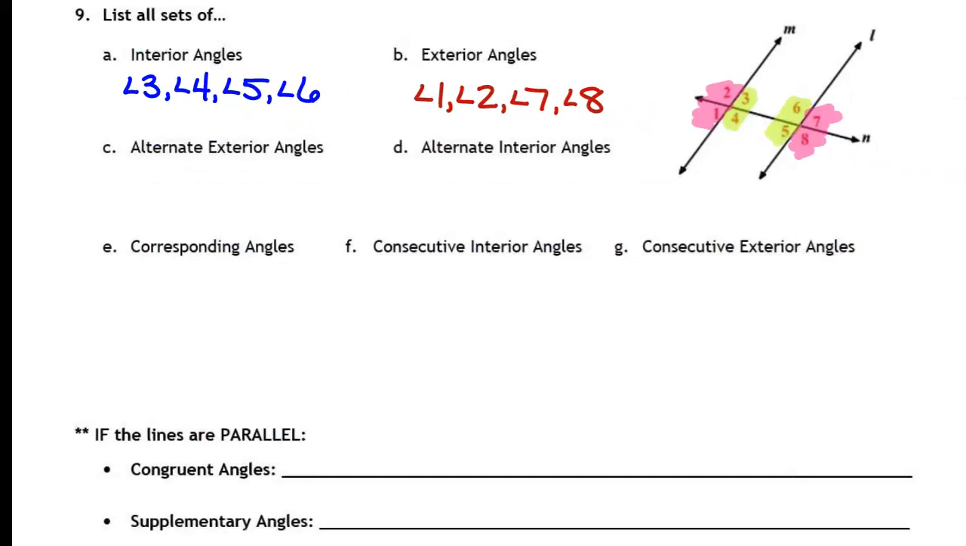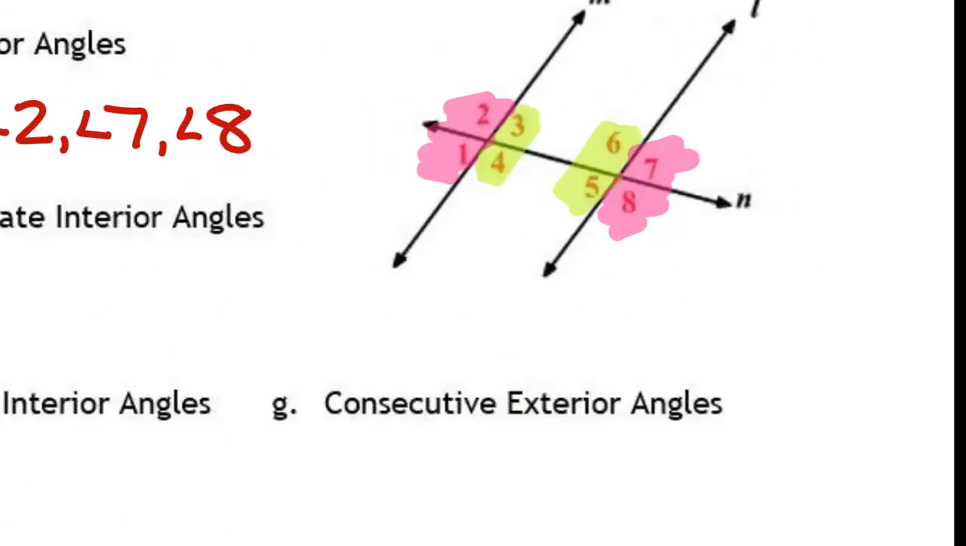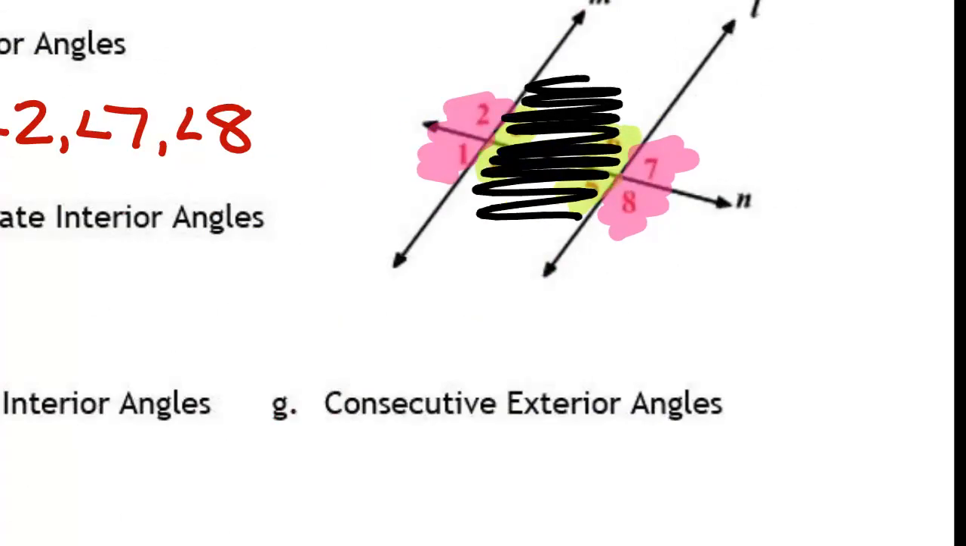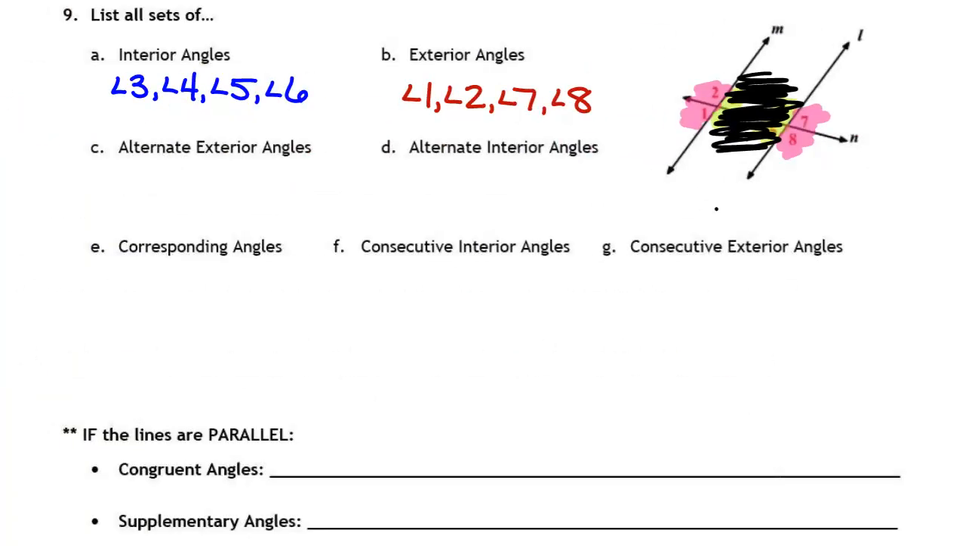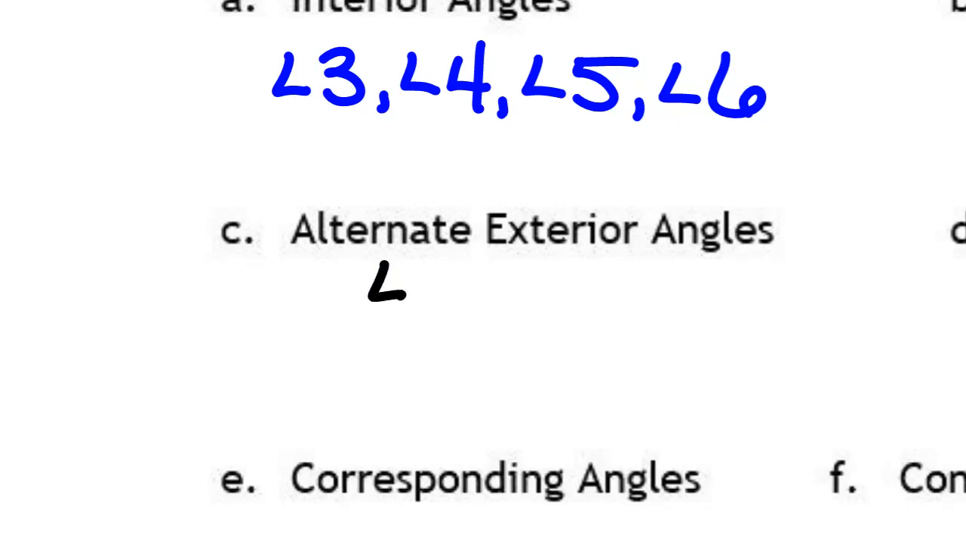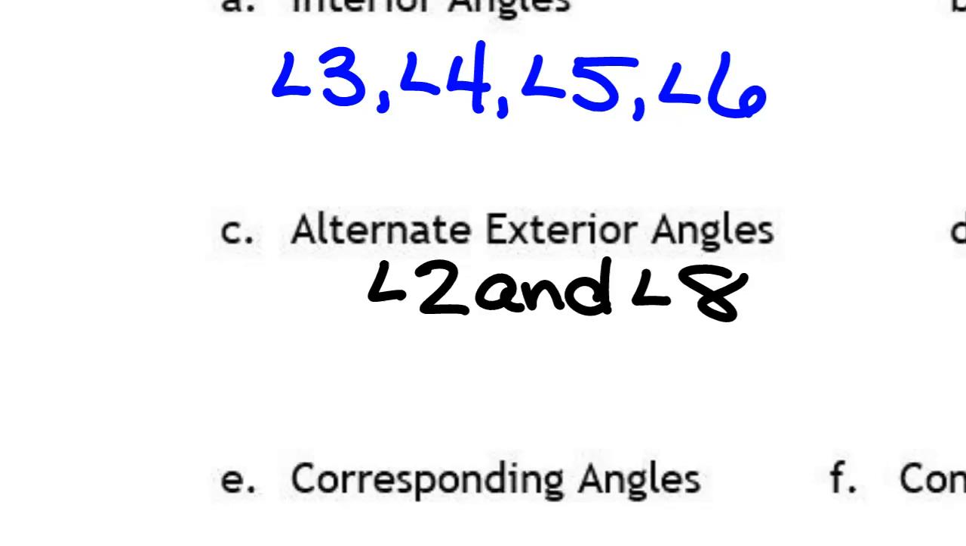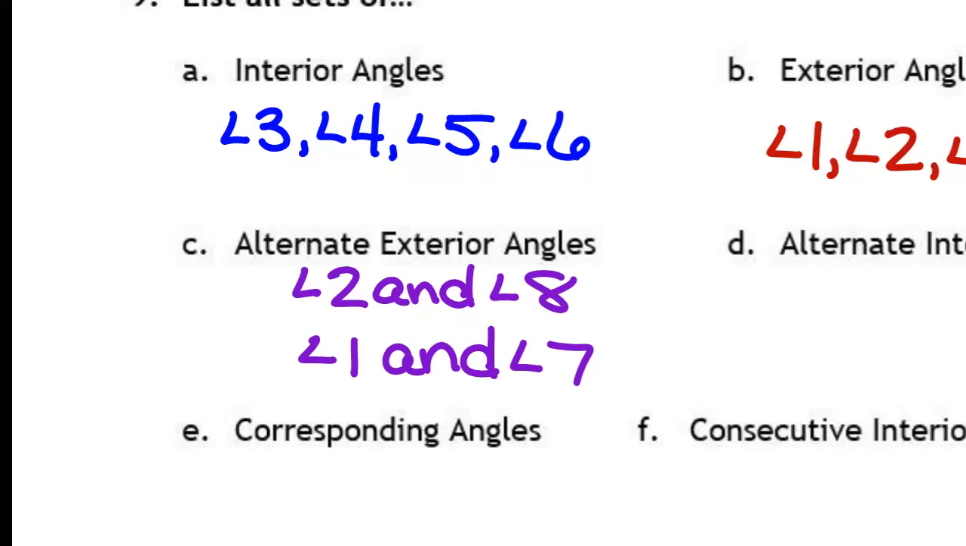Alternate exterior angles. If we're doing alternate exterior angles, we don't care about any of the stuff that's in between the two lines. Which angles would be alternate and exterior? 2 and 8 and 1 and 7. 2 and 8, 1 and 7, yes. Angle 2 and angle 8. Angle 1 and angle 7.